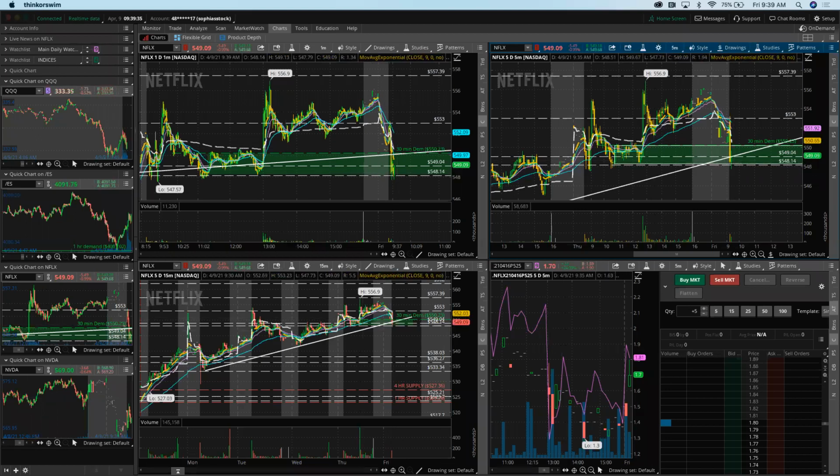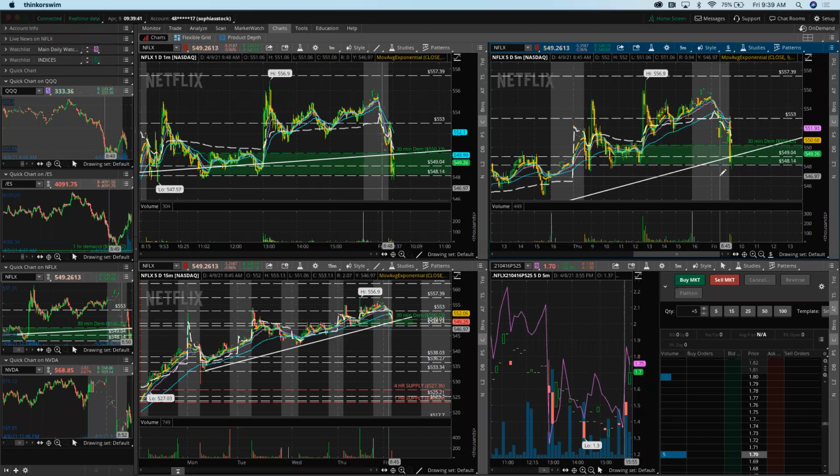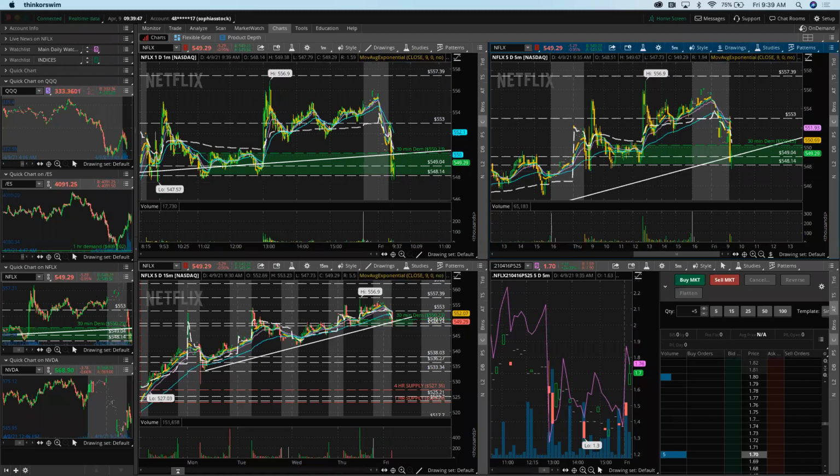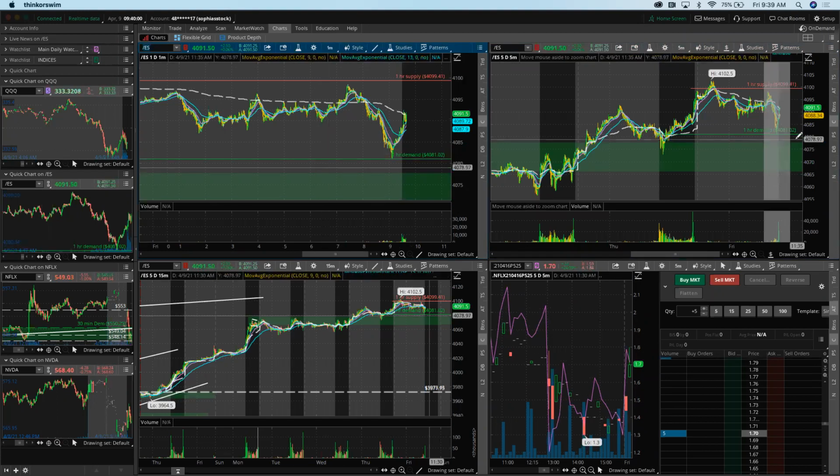SPX looking to be that potential RBR type move on it. Oh, it's trying to go for the break of day high right now. Yeah, I do not like these spreads on Netflix. They suck. Do you see the RBR on SPX or SPY? Let me take a look at it. On what time frame?